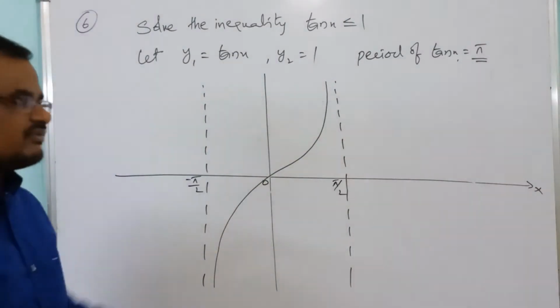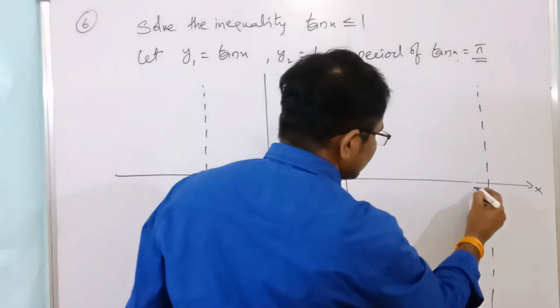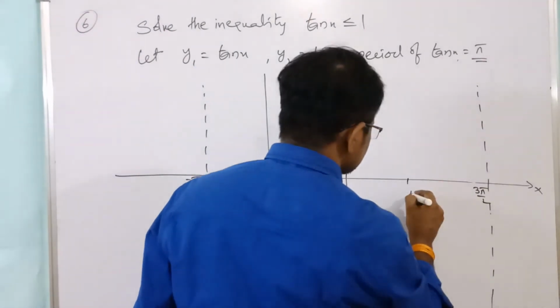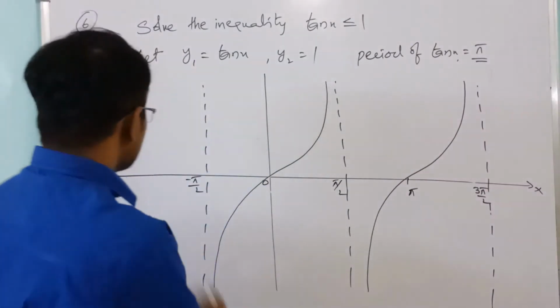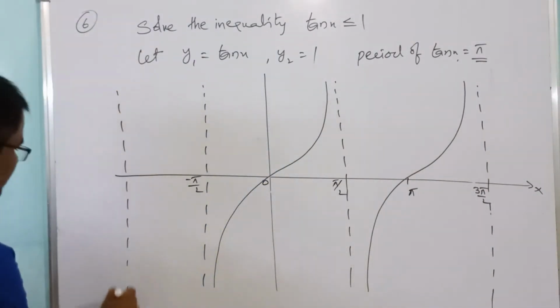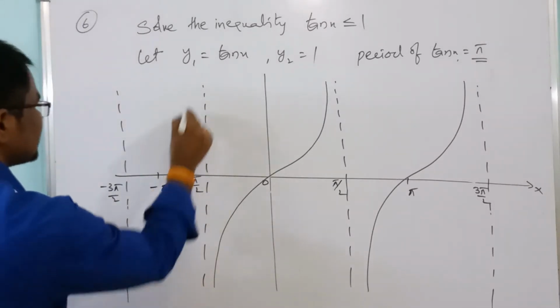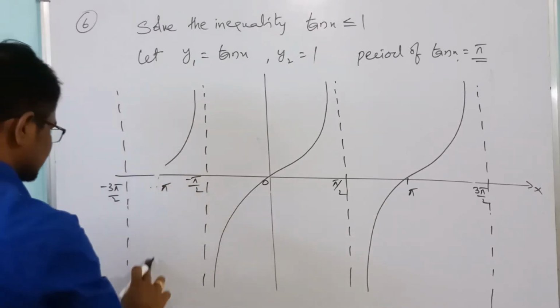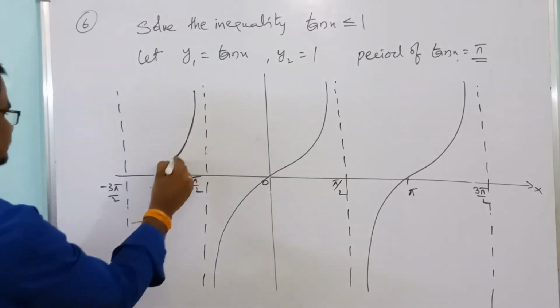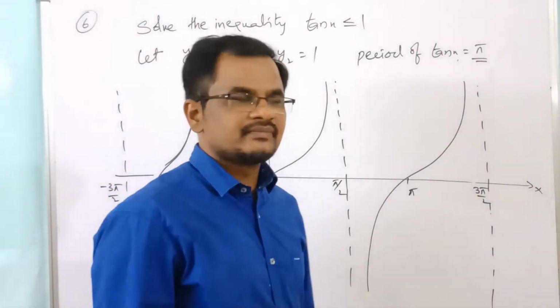Okay, this is the graph of what? Tan x. Not only here, here at 3 pi by 2 also you will get it. This is pi, so here also you will get it, and here minus 3 pi by 2 you will get. This is minus 3 pi by 2, so here minus pi. So this is the graph of tan x.